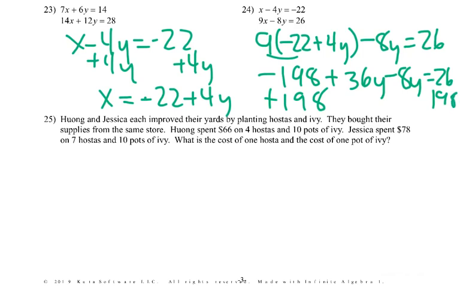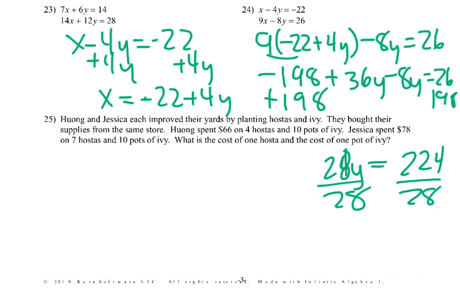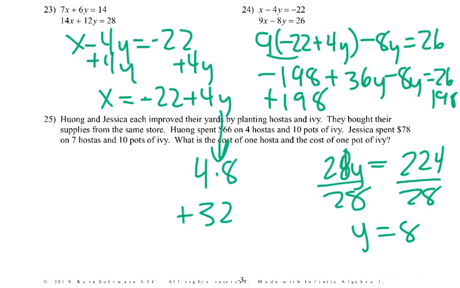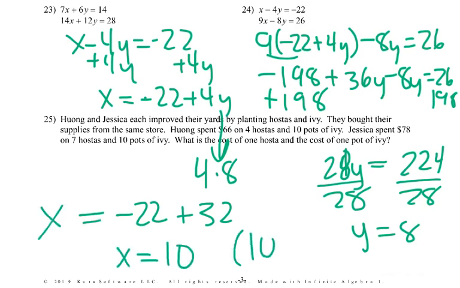So 198 plus 26 is 224. Then 36 minus 8y would be what? 24y? Nope. 28y. So divide by 28. We get y = 8. Now we know what y is. We go 4 times 8, which is 32, plus -22, and that's going to equal x. So x = 10. So one solution at (10, 8).